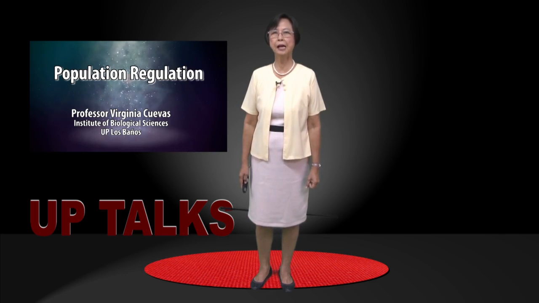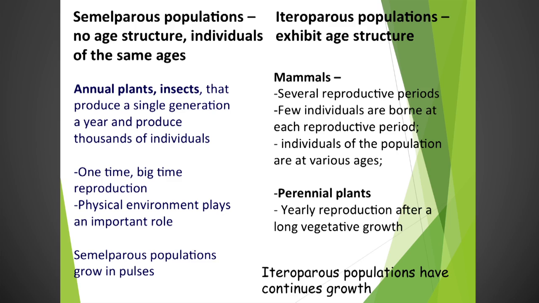Basically, there are two types of populations: semelparous populations and iteroparous populations. Semelparous populations, individuals or organisms under this category, have only one reproductive period during their life cycle. In one reproductive period, they produce large numbers of individuals, like thousands. They do not exhibit age structure because individuals in the population are of the same age. Examples of these are annual plants like rice.